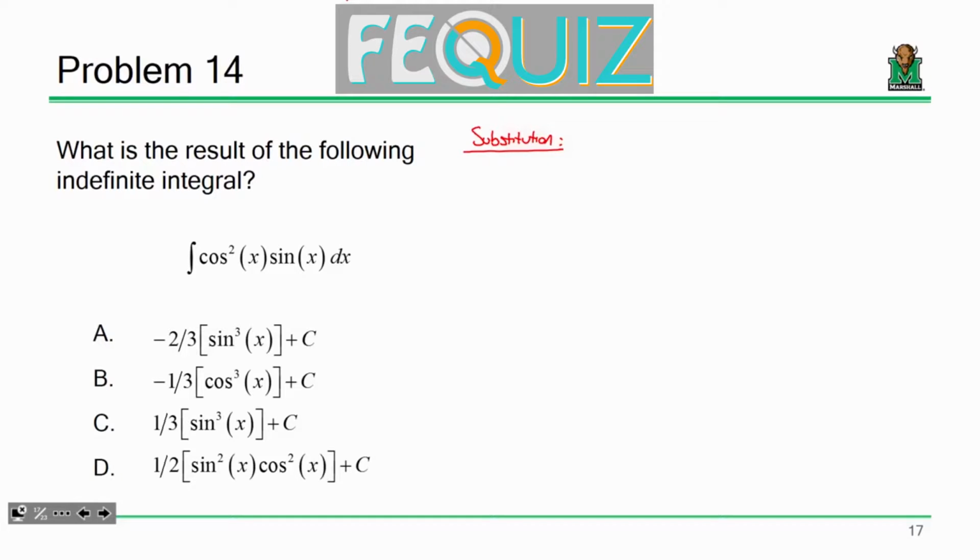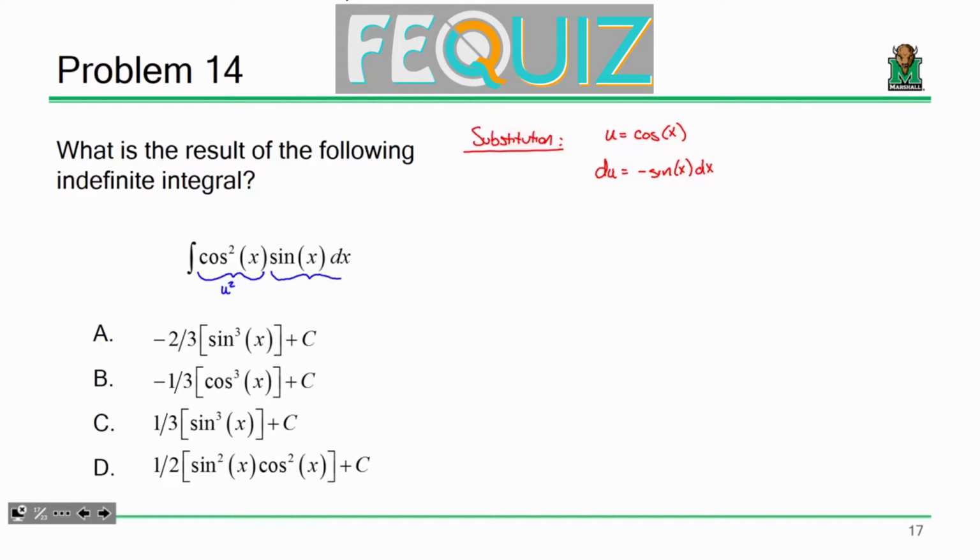I propose let's let u equal the cosine of x. Now, why am I doing that? Because I've got sine of x dx. Does that make sense? So I propose that this component right here is u squared.